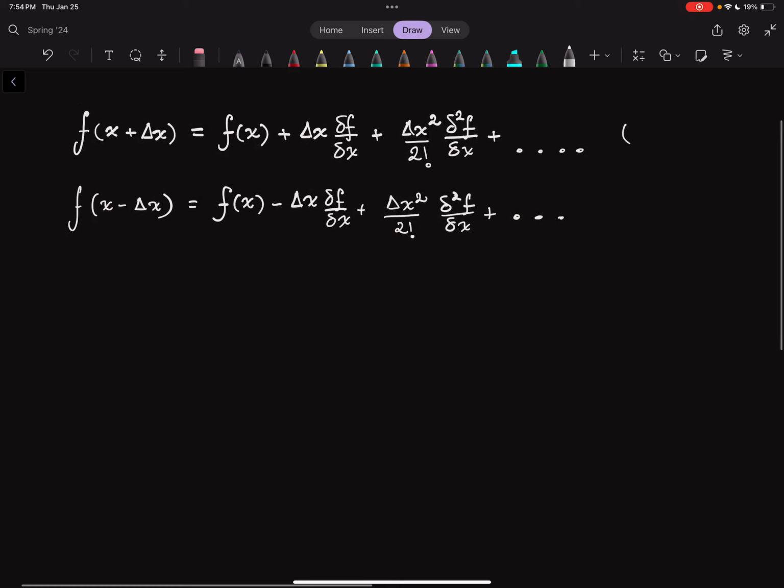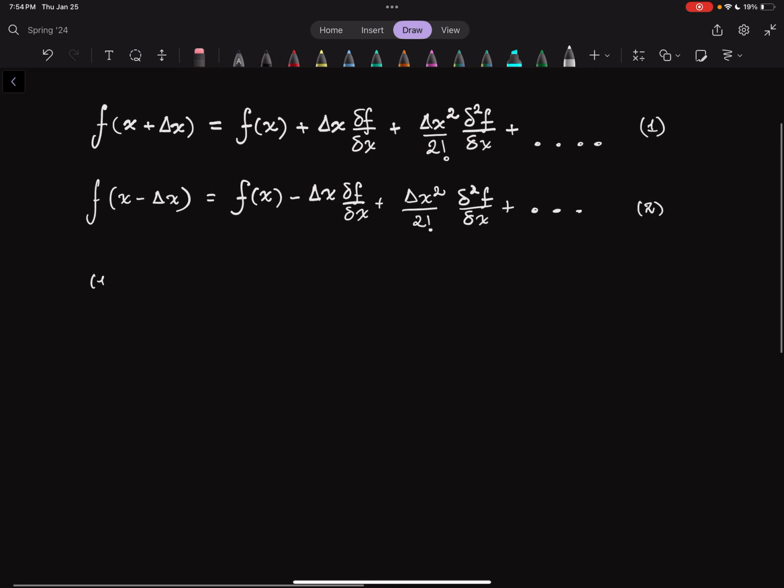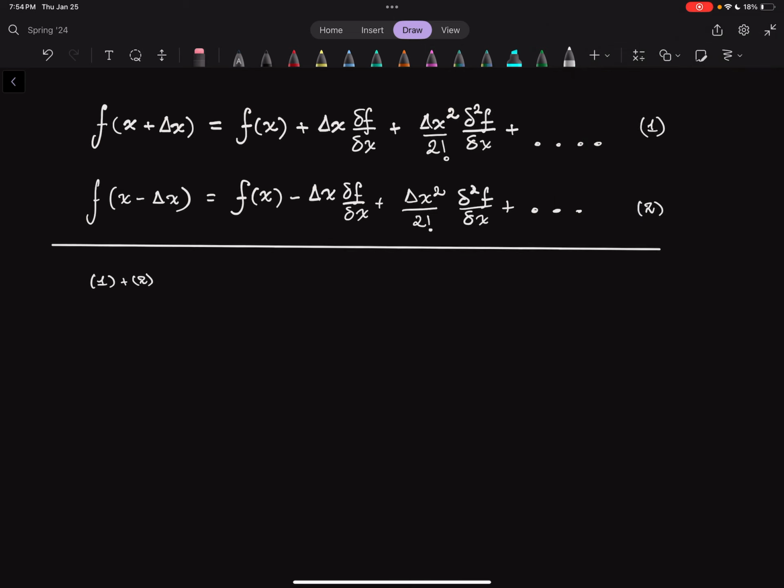Right, so let's call this equation 1, and I'll call this equation 2. Now, what we can do is add 1 and 2. At first when I saw this, I thought, why would I ever want to do this? Well, if you're trying to solve for a second order derivative, if you add, you're going to cancel these two terms because they have opposite signs. So that's a good insight. So let's add them together and see what we would get.